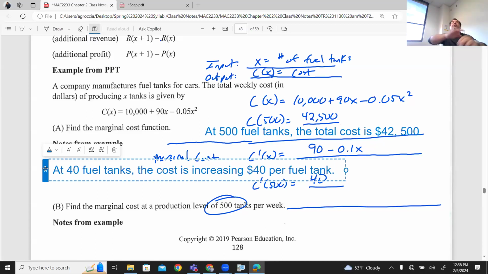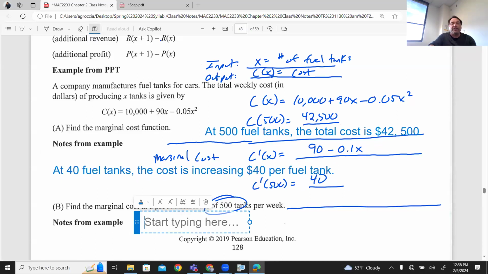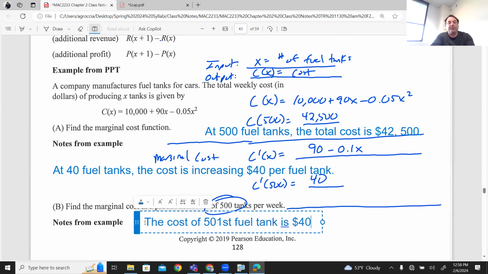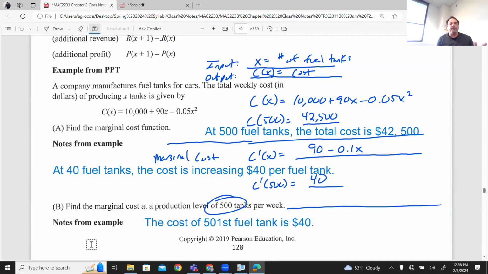The next fuel tank that comes off the machine is going to cost me what? $40. So it's the cost of the next one. Because of that, another way to write this is the cost of the 501st fuel tank is $40. Both of those statements are correct.